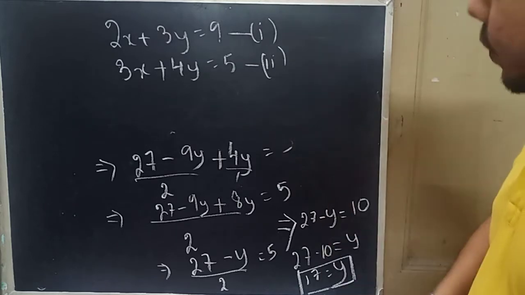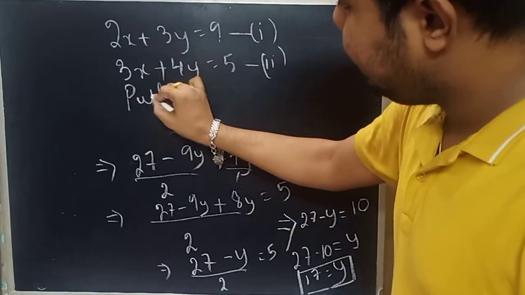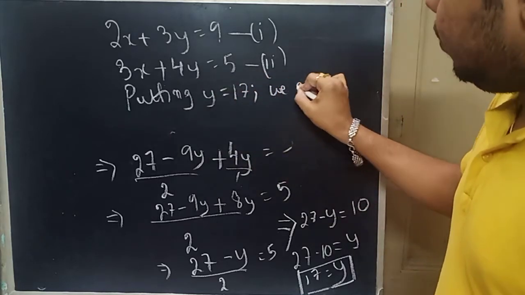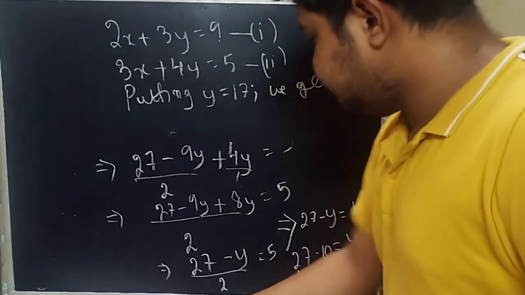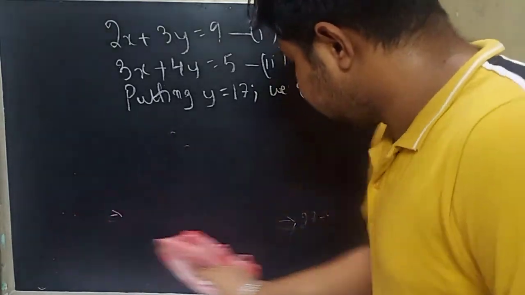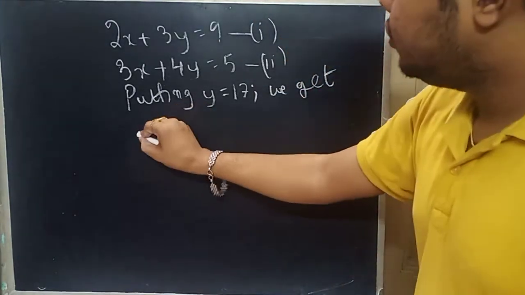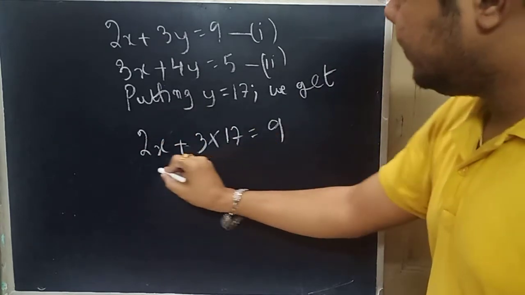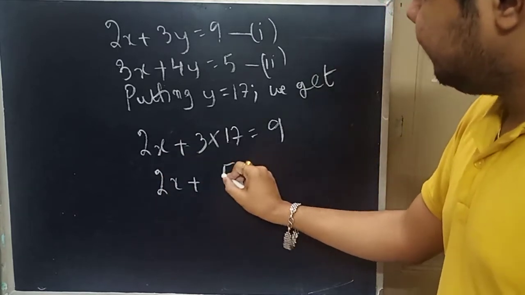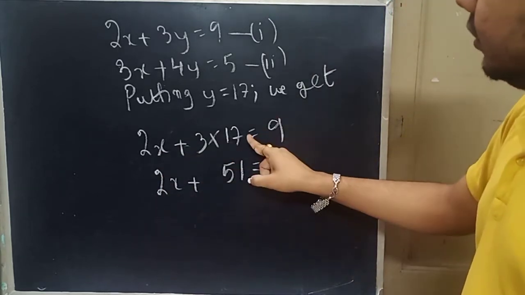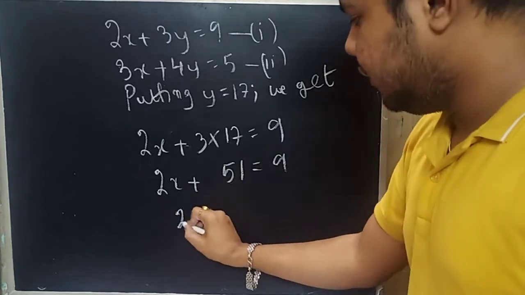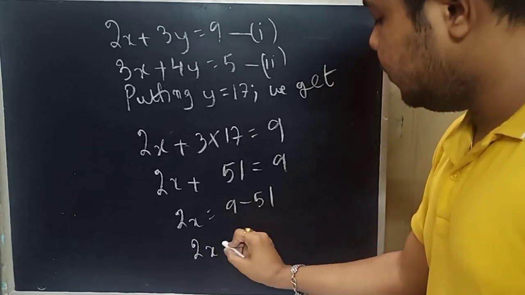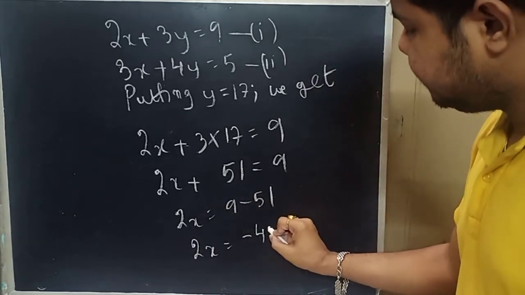Suppose if I choose equation 1, so you will write putting y is equals to 17. We get, what do we get? We get 2x plus 3 into 17 equal to 9. 2x plus 51 is equal to 9. Because 3 7s are 21, 3 1s are 3, 4, 5. 2x is what? 9 minus 51. So 2x will come to minus 42.